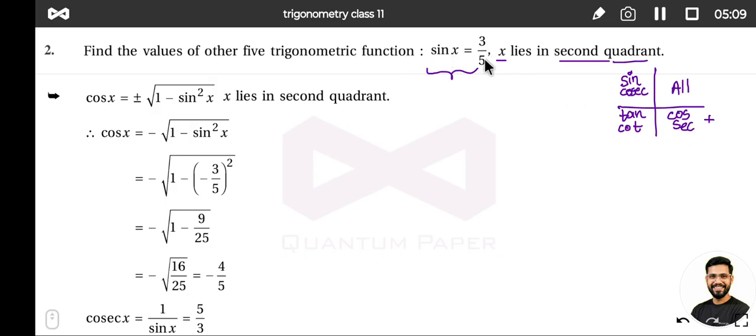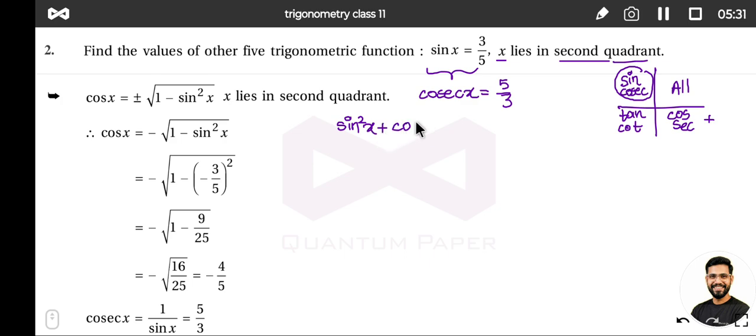So sin x is given as 3 by 5, x is in the second quadrant, so sin and cosec both are positive. So sin x is 3 upon 5, then what is cosec x? Cosec x is nothing but the reciprocal of sin, which is 5 upon 3. Now 4 ratios are remaining. So let's apply the identity. Sin square x plus cos square x is equal to 1.